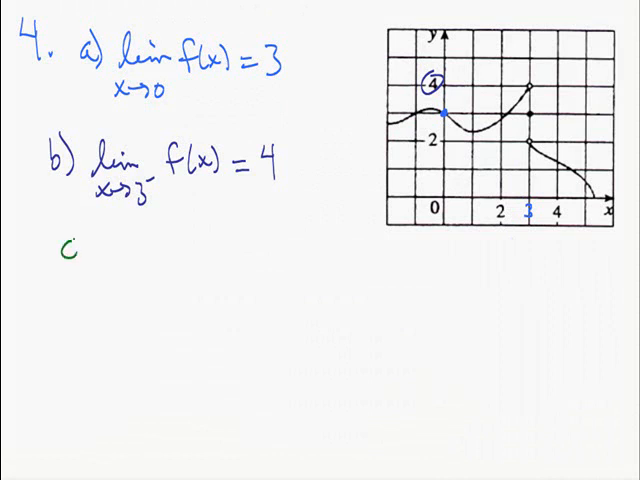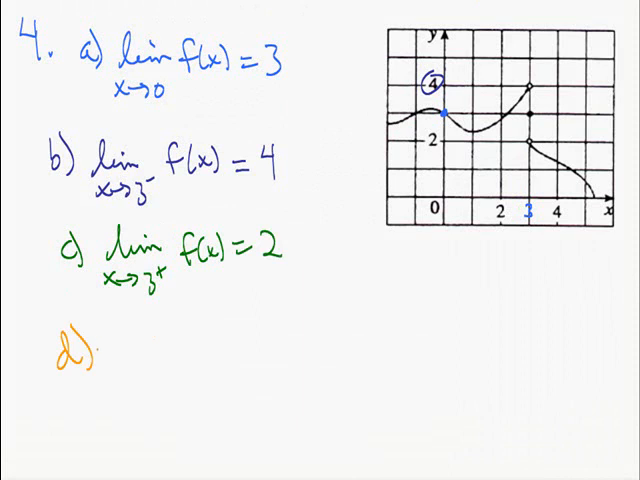How about part C, where we come at it from the other side, the limit as x approaches 3 from the right of f of x? Well, as we come at 3 from the right here, our function value is getting closer and closer to 2. So the limit of f of x as x approaches 3 from the right is equal to 2. A couple more here to look at.